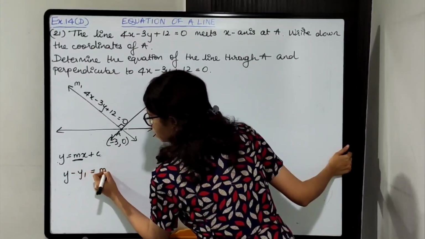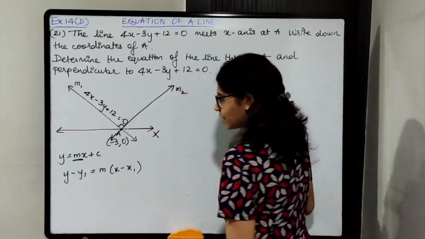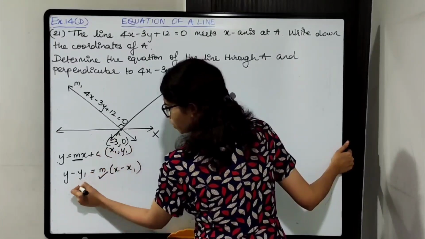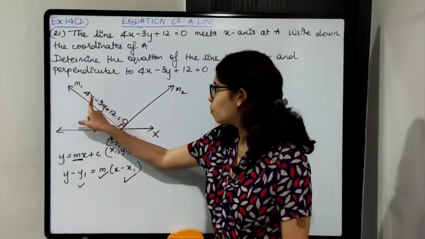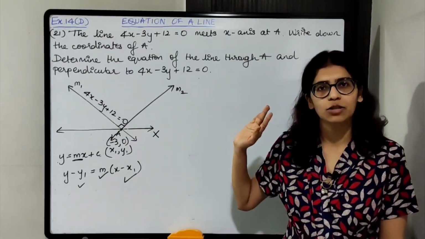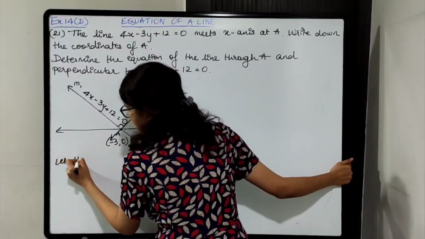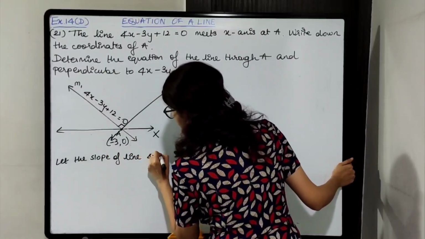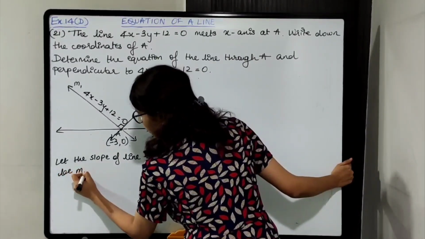y minus y1 is equal to m into x minus x1. m मुझे मिल जाएगा, x1 y1 is nothing but this. So I have this, I have this, I can easily frame the equation. So first I have to find slope of 4x minus 3y plus 12 equal to 0. Once I get that, then I will easily get the slope of the line perpendicular to it. So let's solve now. Let the slope of line 4x minus 3y plus 12 equal to 0 be m1.